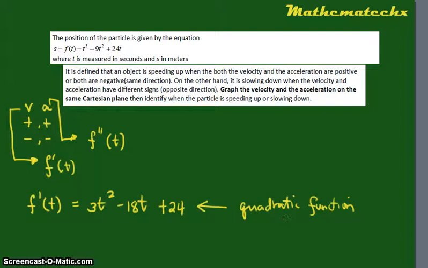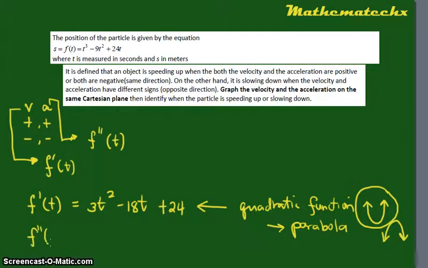A quadratic function has a graph which is a parabola. It's either in this orientation or in this orientation. This will happen if the coefficient of t squared is positive, and in this case it is positive, so you expect the graph of this quadratic function in this orientation.